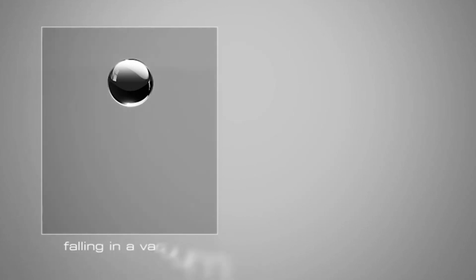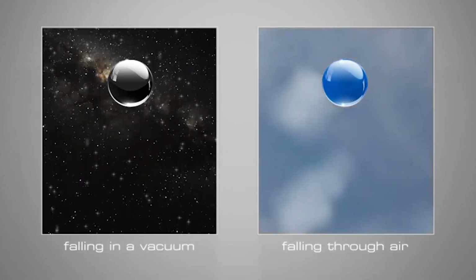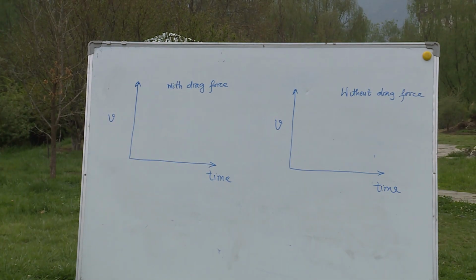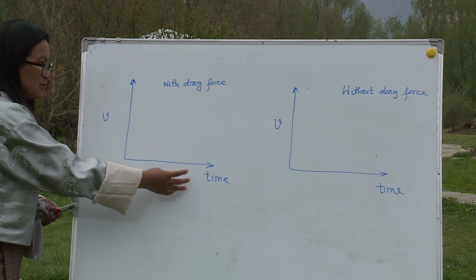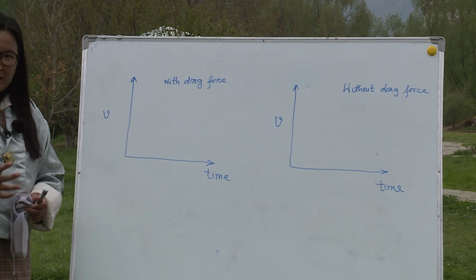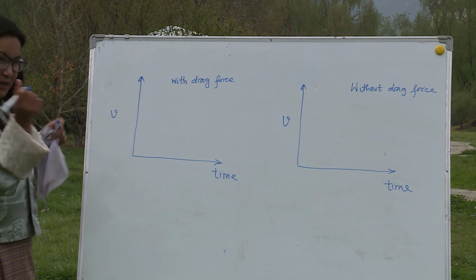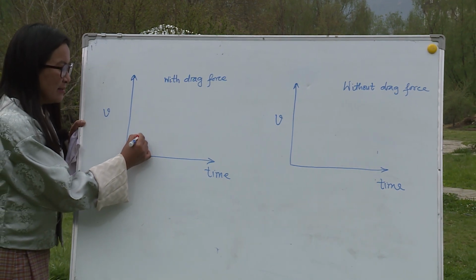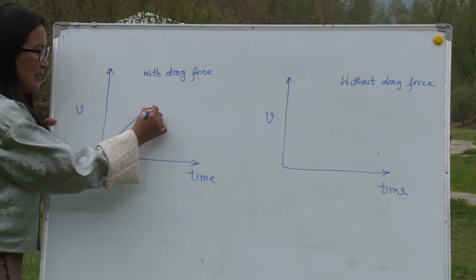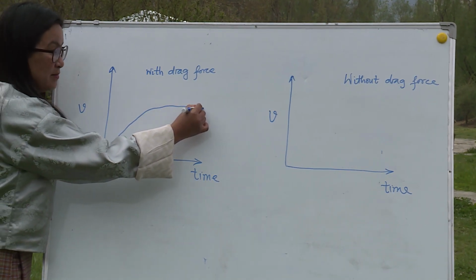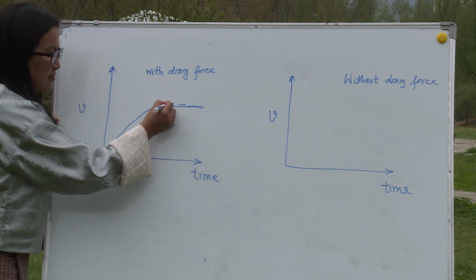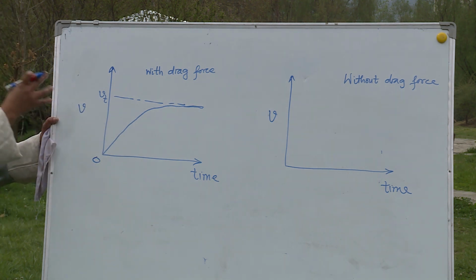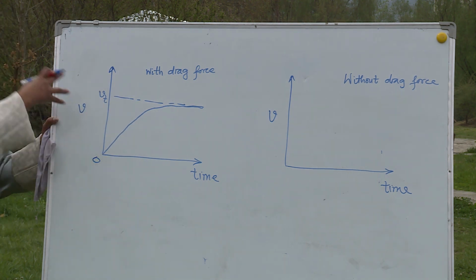We will look at an object falling in a vacuum with no air resistance and then how it affects an object falling through air. Okay, now if you have to express how velocity changes with time in presence of air resistance, then what happens? As you saw, initially your velocity increases rapidly and after some time it becomes constant, maximum constant. So this is your terminal velocity. So this is how you represent change in velocity in case of air.